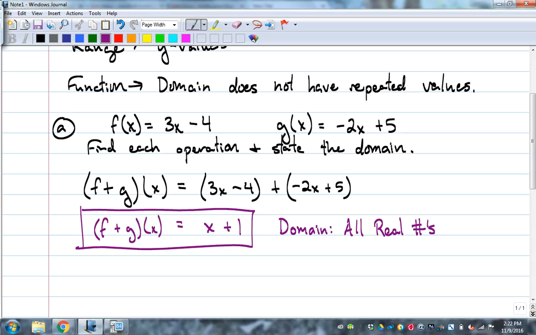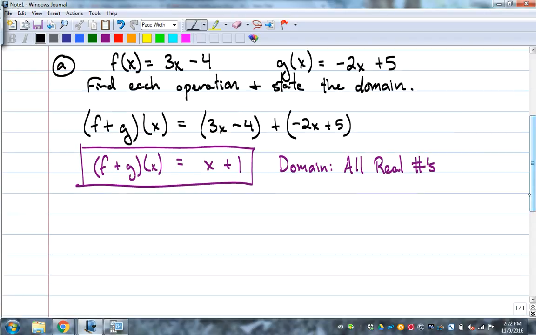If there's no square root, if there's no 4th root, 6th root, that sort of thing, it's all real numbers. You need to remember that. That's going to be handy this course and college algebra. Let's do subtraction. Setup is exactly the same.